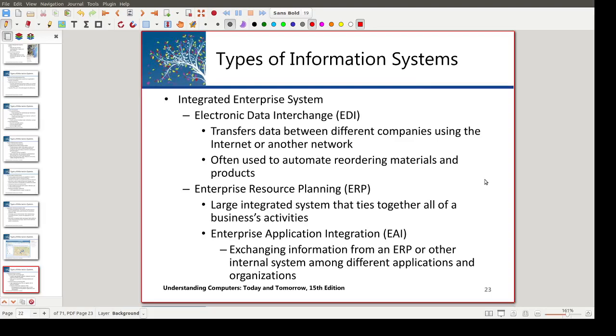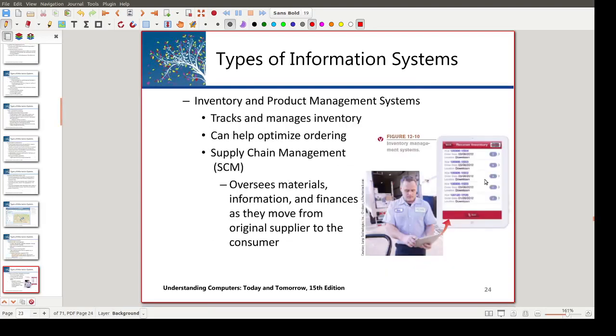Enterprise application integration is exchanging information from an ERP. Enterprise resource planning, called ERP, is a very common word among the types of information systems. And enterprise application integration exchanges information from an ERP to other internal systems among different applications or organizations.